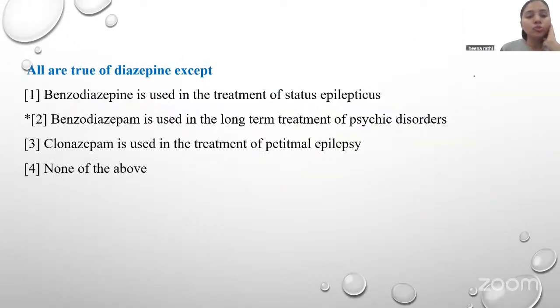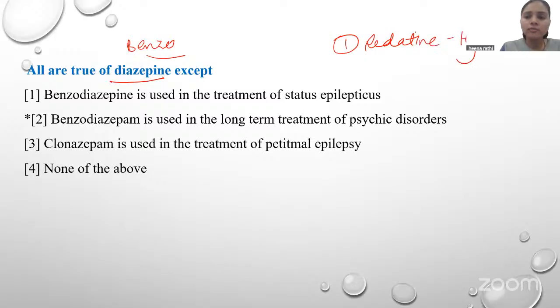Second question: all are true of diazepines, except. What are diazepines? These are benzodiazepines. These are a class of drugs which are used in several CNS conditions. Benzodiazepines are used as sedatives or hypnotics. Diazepam is used as an anxiolytic drug.